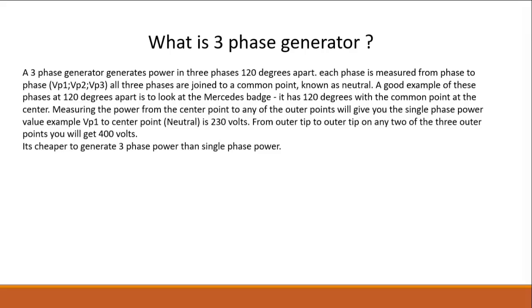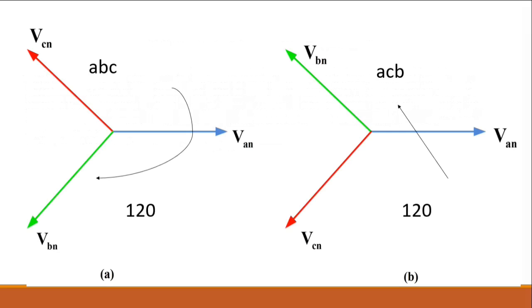From outer tip to outer tip on any two of the three outer points, you will get 400 volts. It's cheaper to generate three-phase power than single phase power. These are the figures for the positive sequence and the negative sequence of the phases. On the left hand side is the positive sequence, which is ABC. So from each phase to phase is 120 degrees apart.